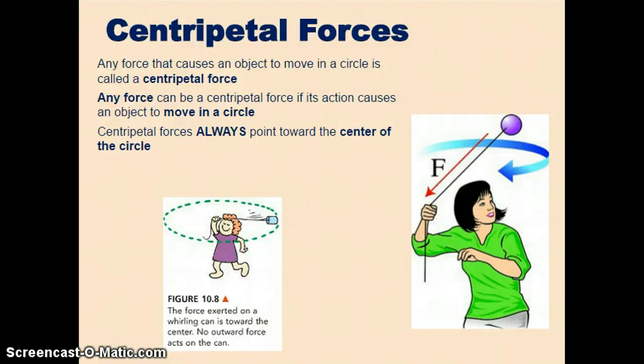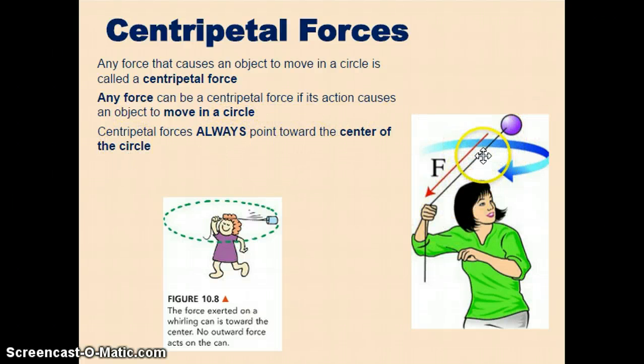All right, as we continue into circular motion, remember centripetal forces. Any force that causes an object to move in a circle is called a centripetal force. And any force can be a centripetal force if its action causes an object to move in a circle or even curve. Centripetal forces always point to the center of the circle.